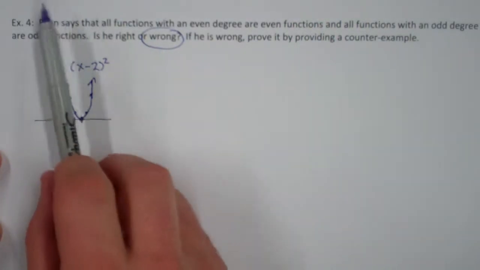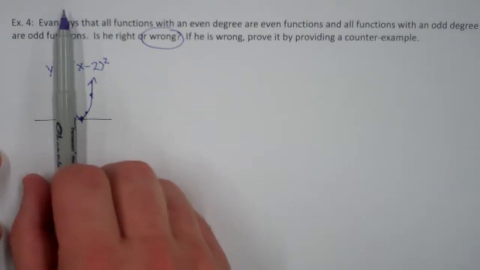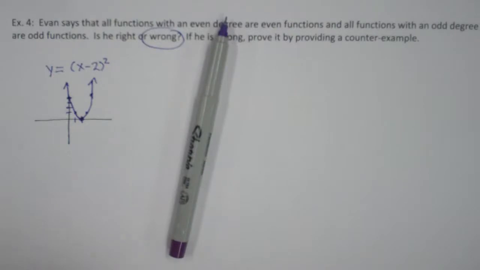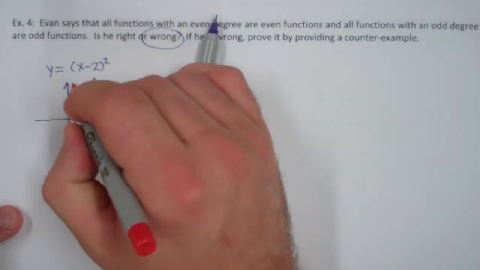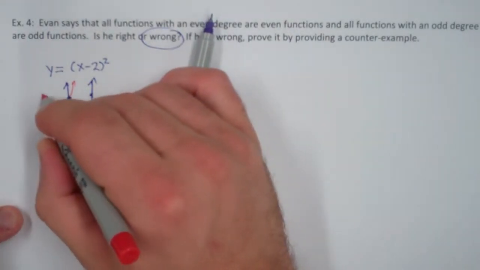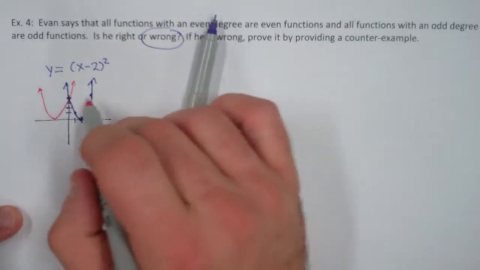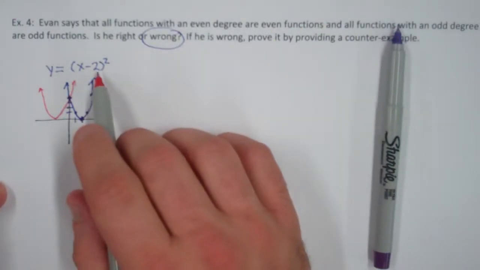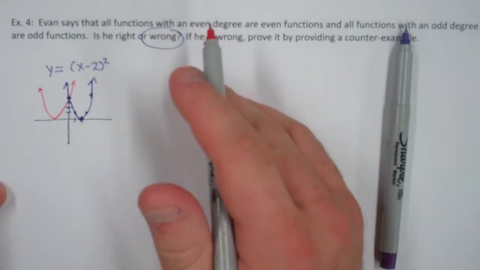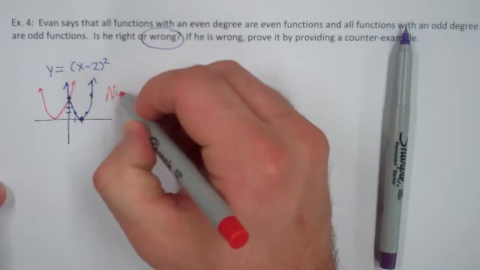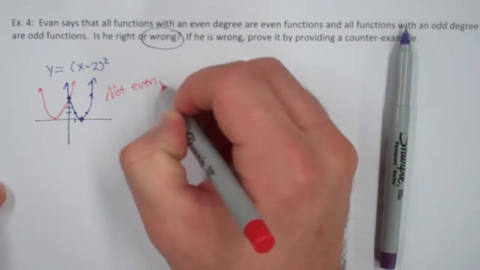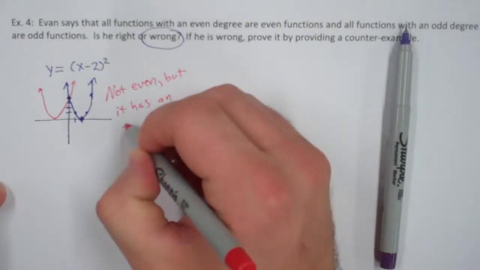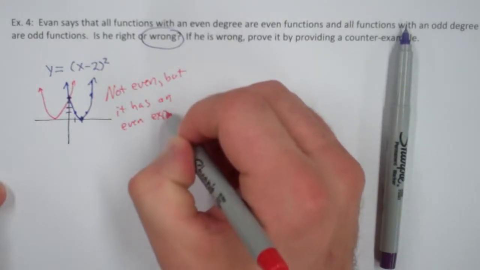This function does not display symmetry about the y-axis. If you reflected it, then the graph would look like this. And these two aren't the same. So this function right here is not even, although it does have an even exponent. So this one is not even, but it has an even exponent.